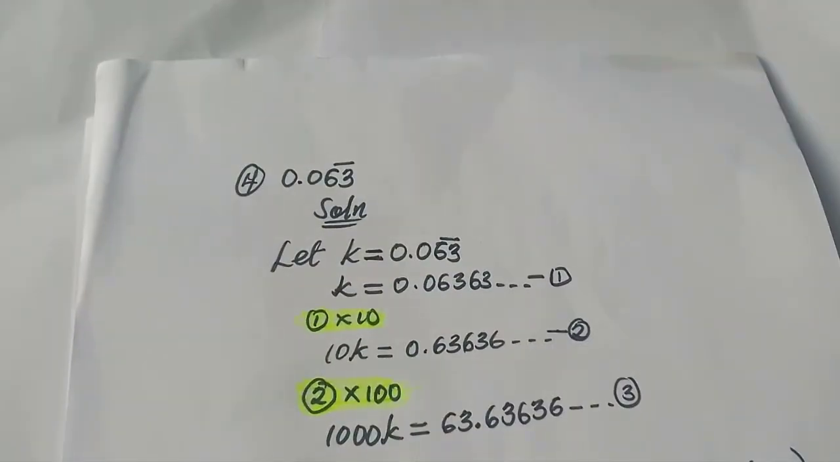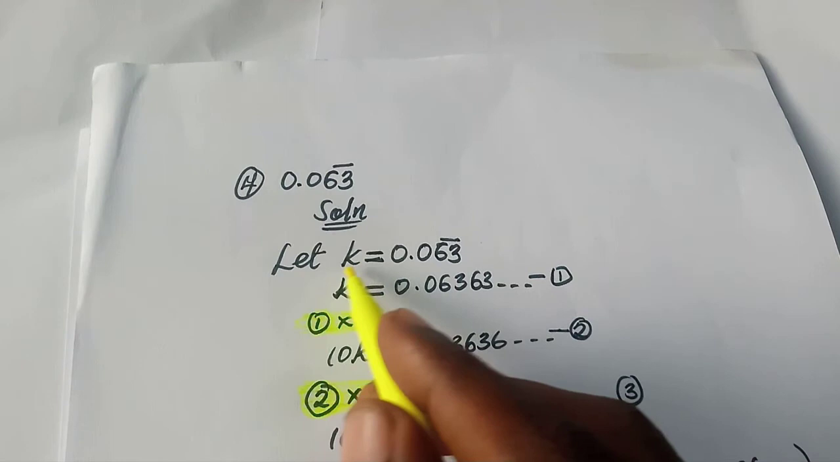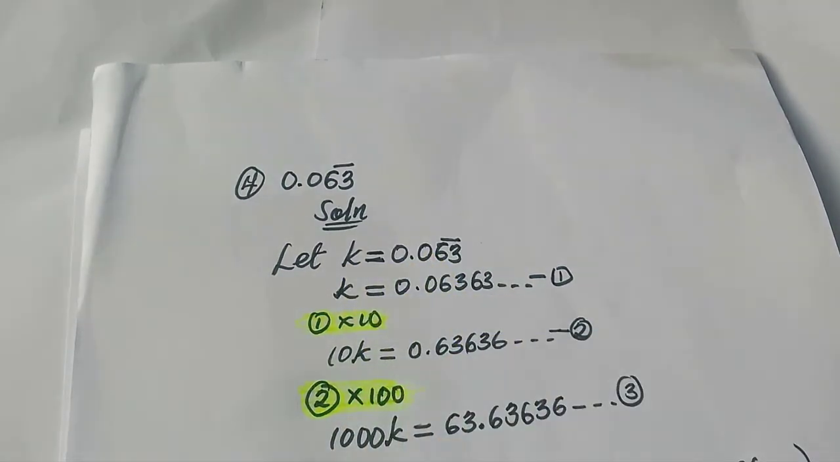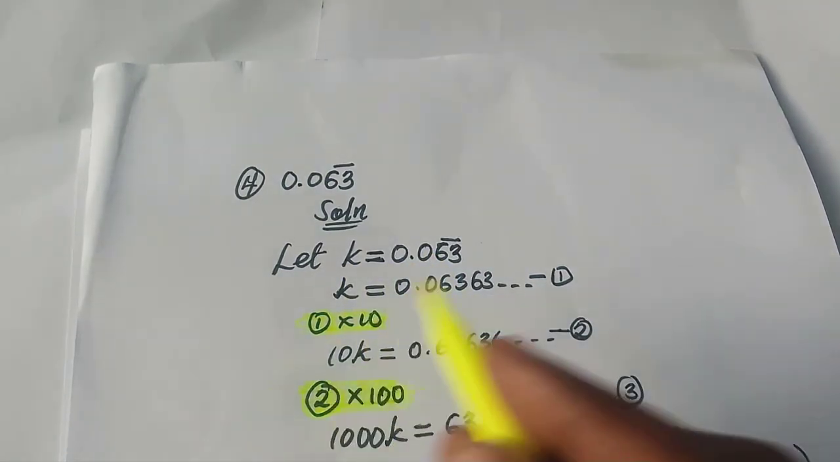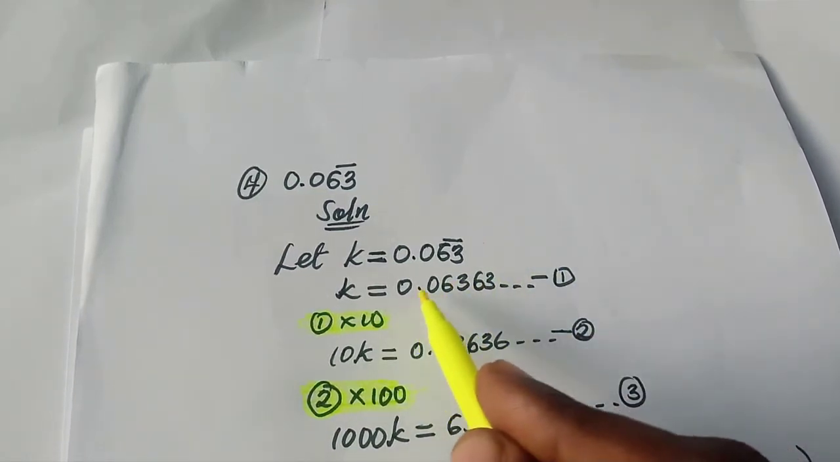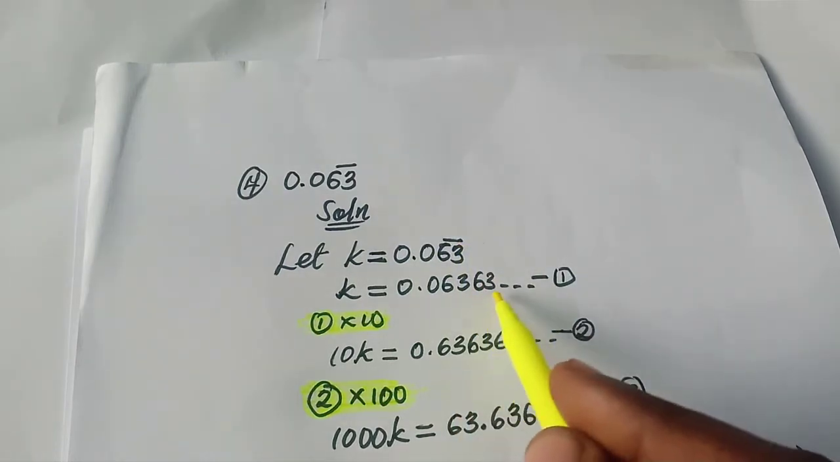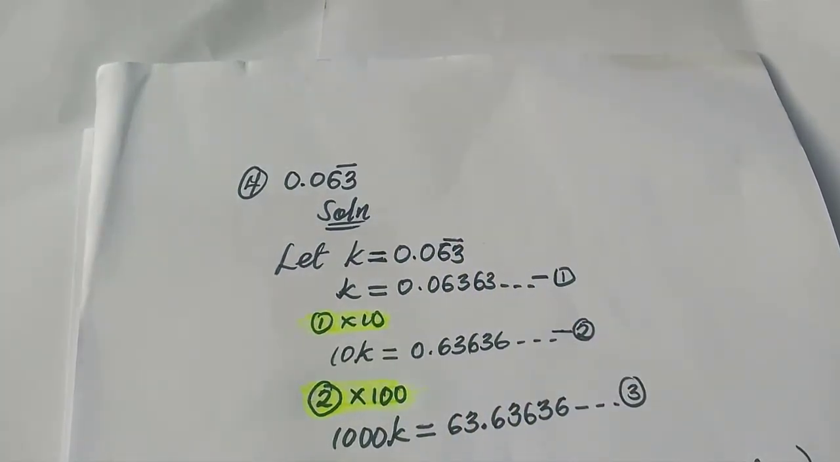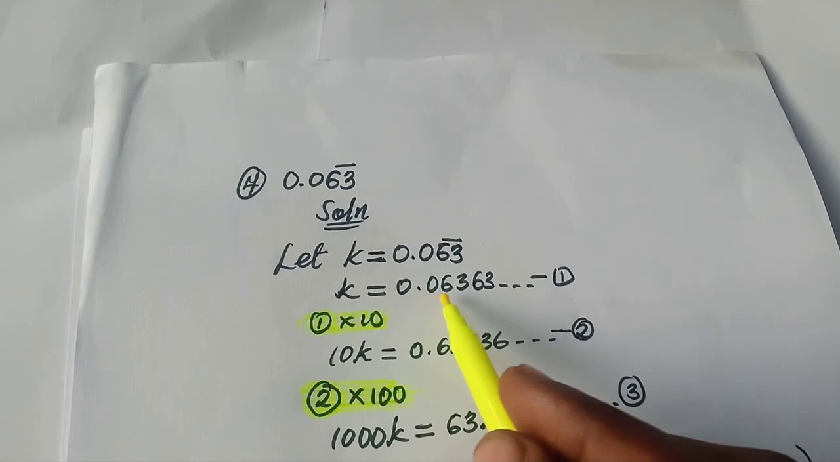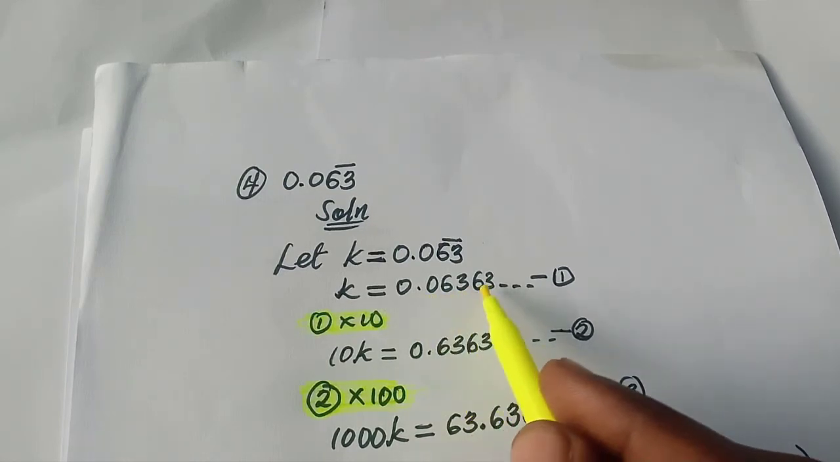You have 0.063 as a decimal, you should change to fraction. So as we have been doing, you let k or any variable be equal to the decimal, and then you can rewrite it in this form and let that one be the first equation. In this case, it's only 63 that is repeating, so you write it in this form. Good. So you realize that there is a digit in front of the decimals that are repeating. There is a zero in front of it.